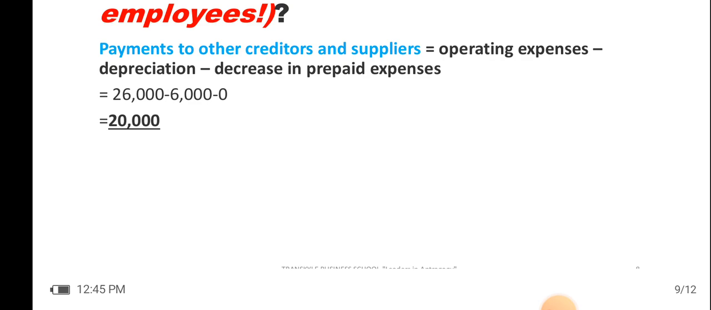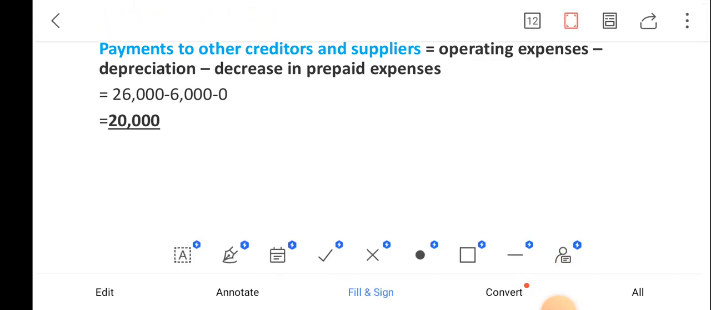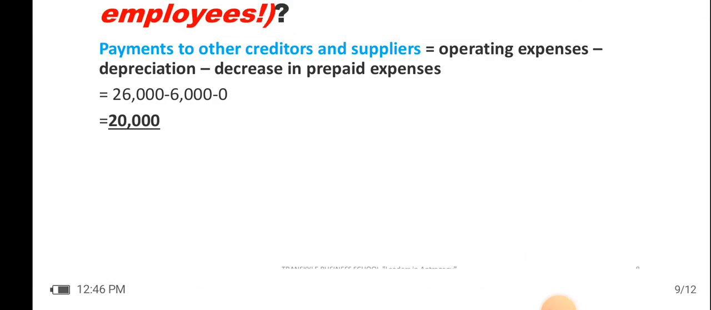Remember, I said the other creditors include also employees. Employees can be considered creditors to the company. They are creditors to the company as well. They supply labor, but they are not trade creditors. So this is why we call them other creditors.